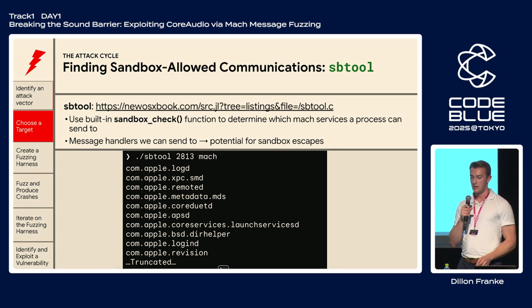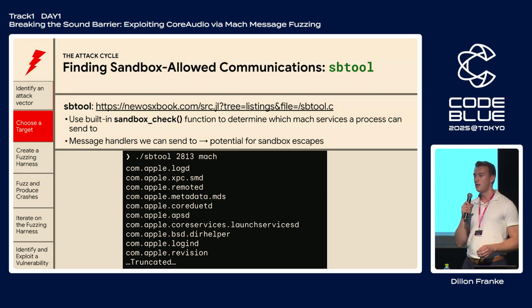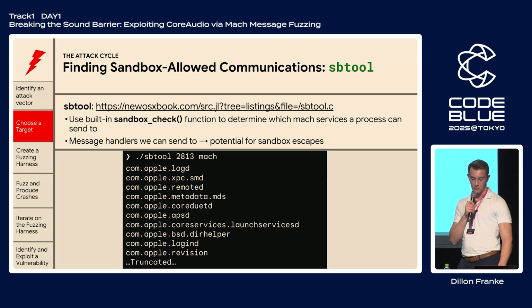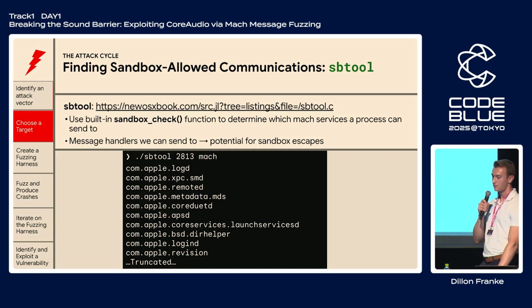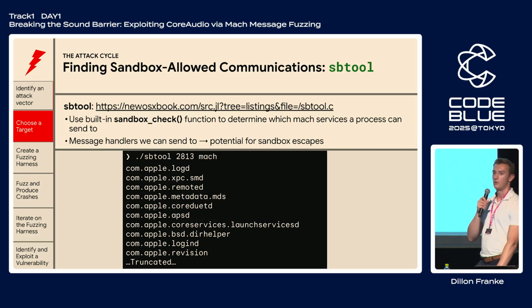Another way you can do this is dynamically, using the SB tool, which is written by Jonathan Levin, a really great macOS researcher. It uses the sandbox check API to determine which Mach services a process can send to dynamically. So here we can run the SB tool looking for Mach services and enumerate a bunch of them. I believe this was running on the Safari process. So we have these message handlers we can send to, and these immediately become a potential for sandbox escapes.